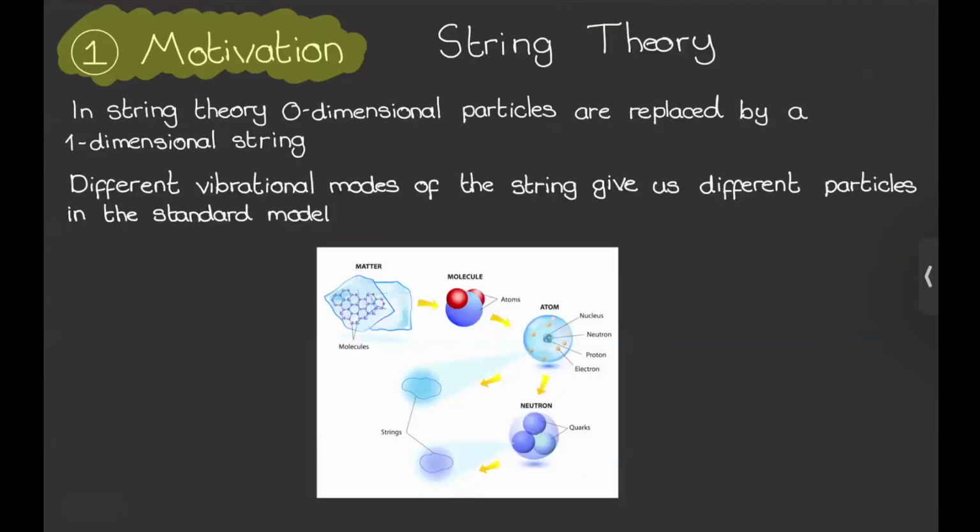So yeah, string theory is the most promising candidate we have at the moment for a theory of everything. The main premise of the theory is that rather than everything being made up of zero-dimensional point particles, the fundamental object is a single one-dimensional string, and it's the different vibrational modes of the string that give us the different particle properties we see in the standard model.